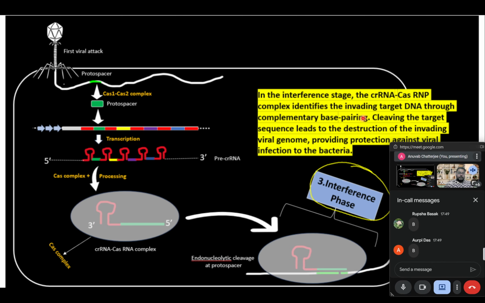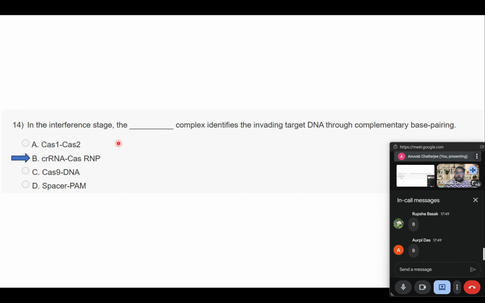So in the interference phase, the CRISPR RNA and the Cas RNP complex identifies the invading target DNA through complementary base pairing. Cleaving the target sequence leads to destruction of the invading viral genome, providing protection against the viral infection to bacteria.